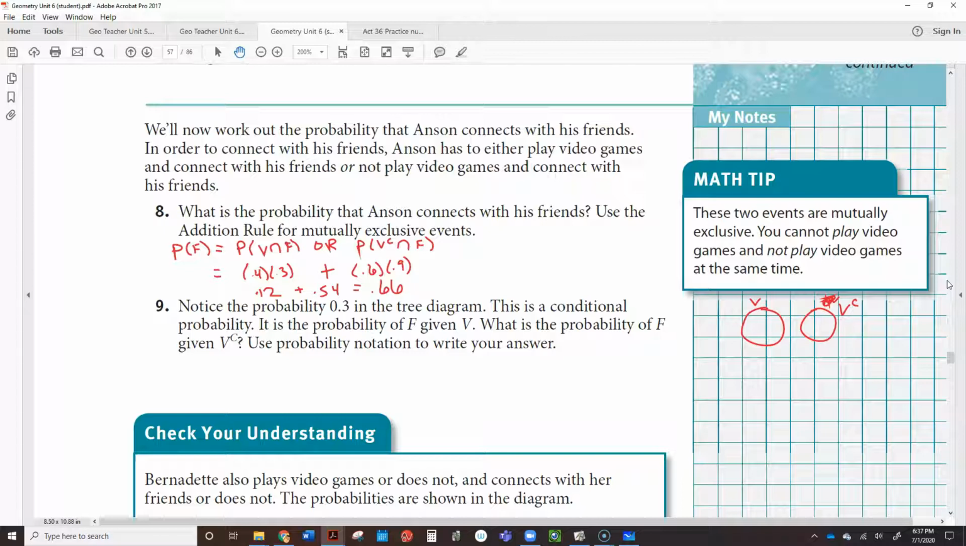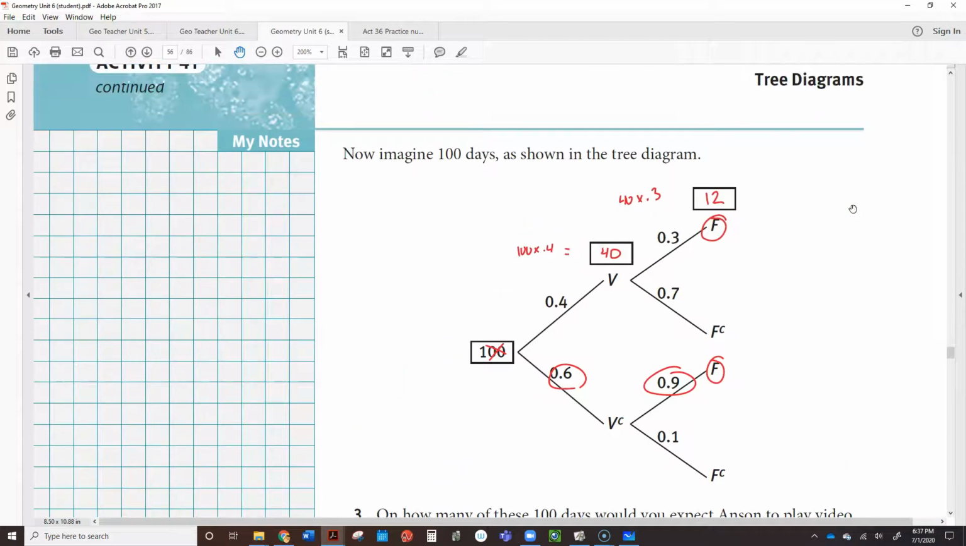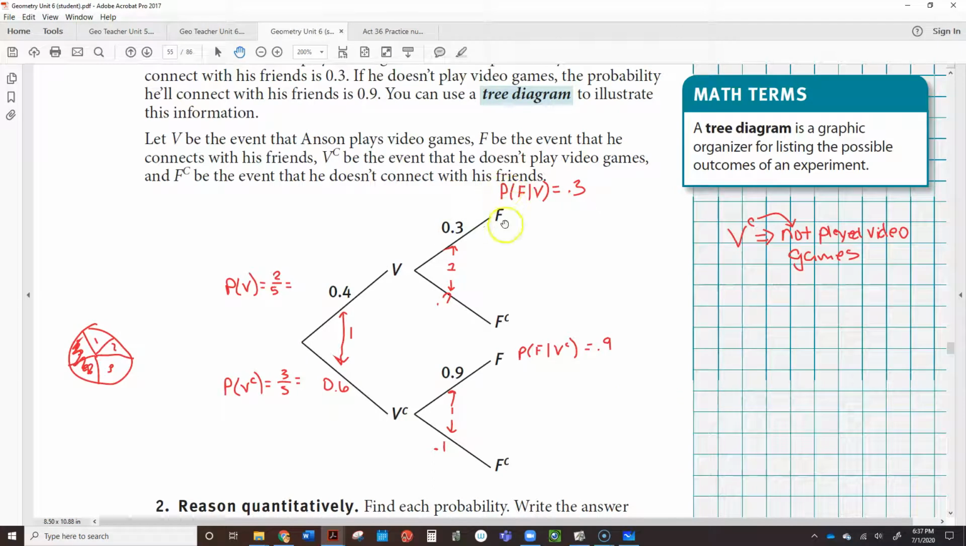Okay, it says, notice the probability 0.3 on the tree diagram. This is a conditional probability. It is the probability of F given V. So we talked about that. I think I even wrote it down over here. Yes, this right here is the probability of F given V. So this 0.7 right here is the probability of not F given V. That's 0.7. We wrote down right here.